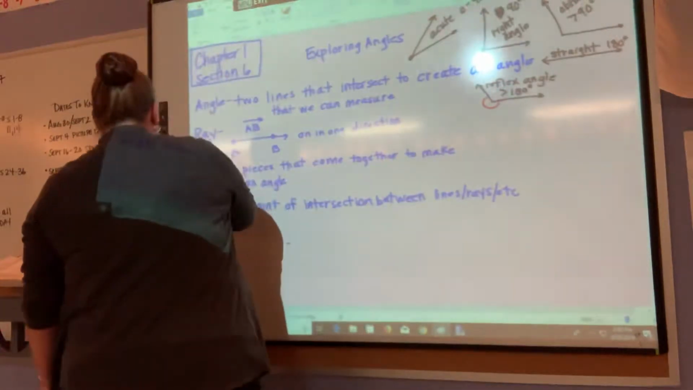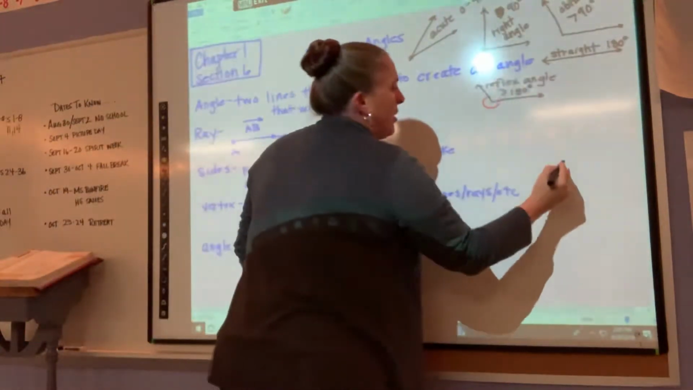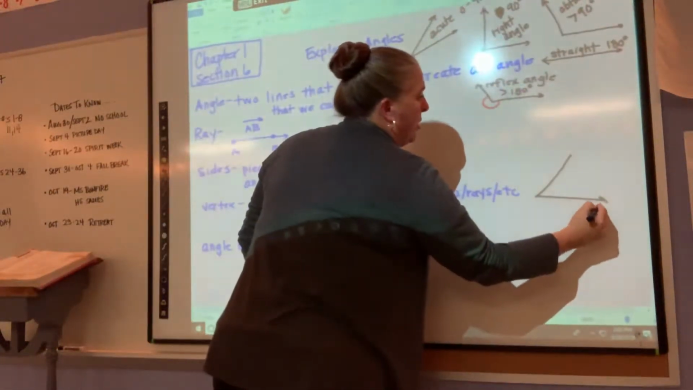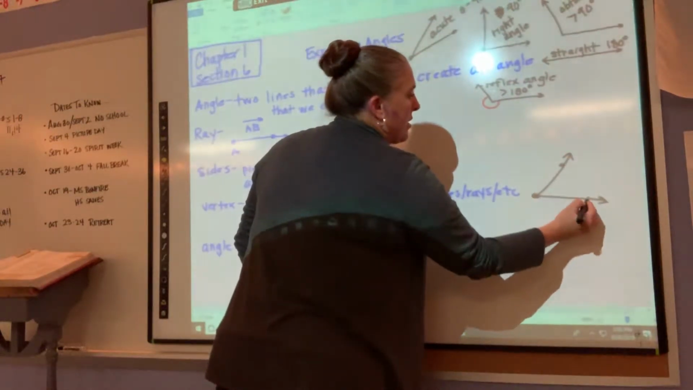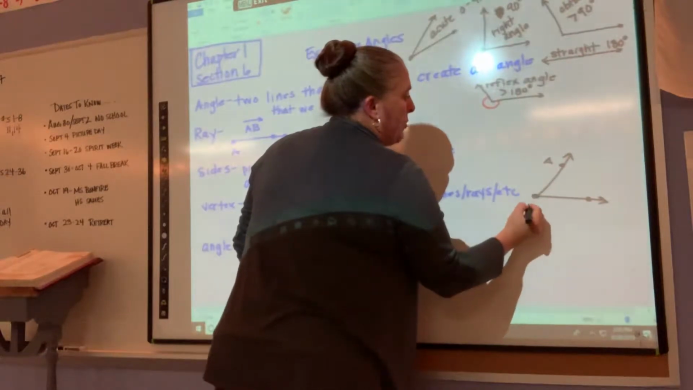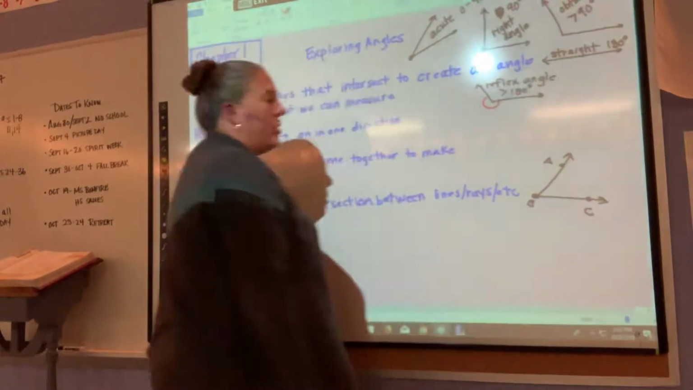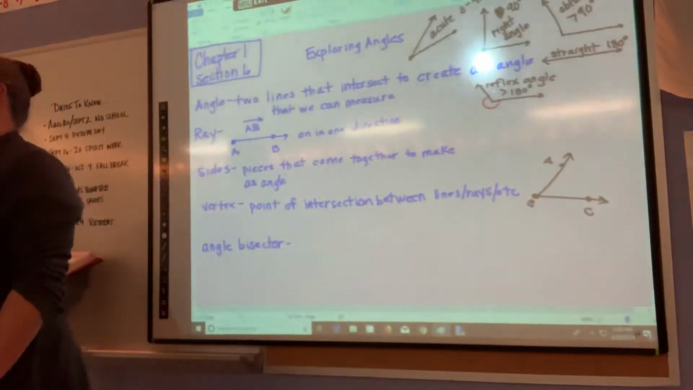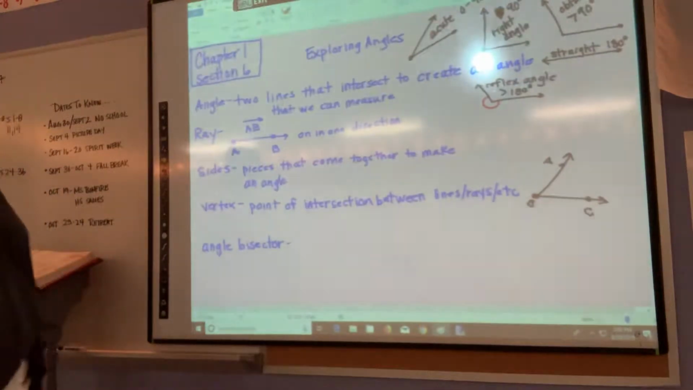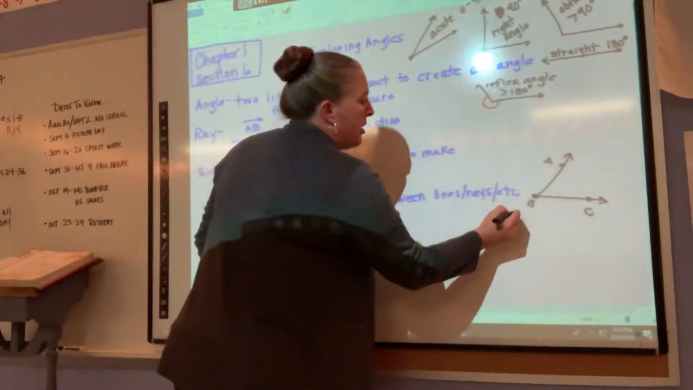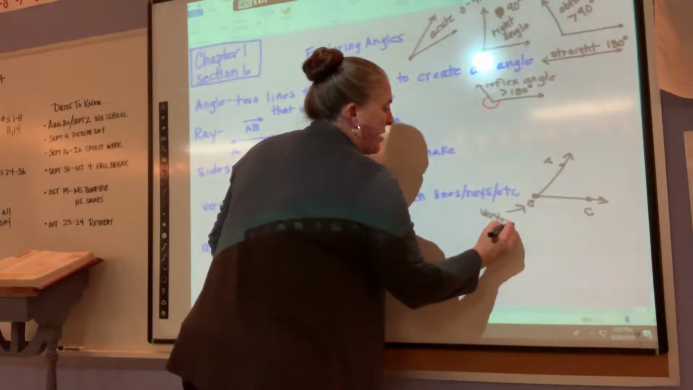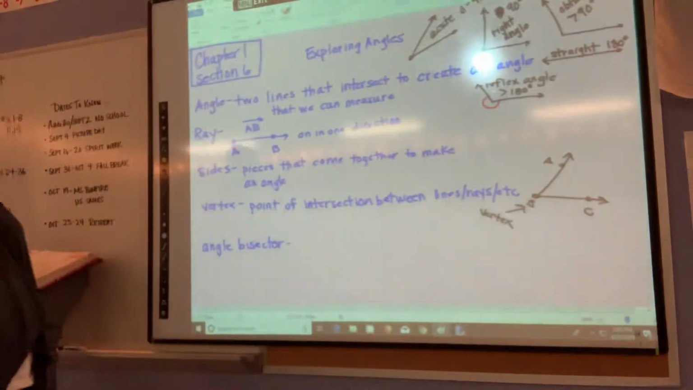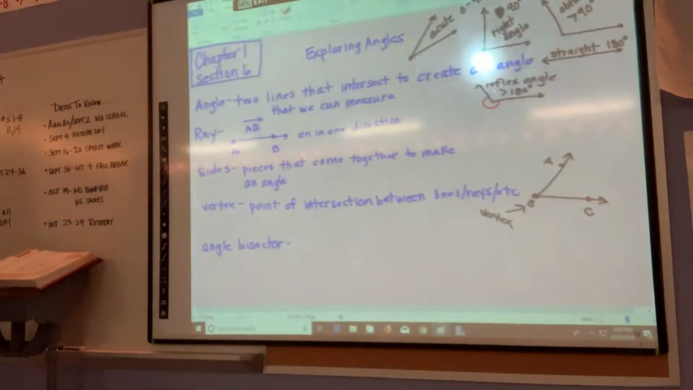So if you have one of these angles up here, let's say we have an acute angle, and this is A, B, C, which one is our vertex? B is your vertex. Amazing, none of this is new, right? Except for the bottom.